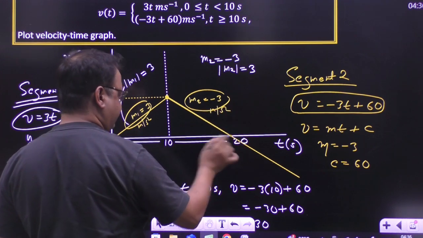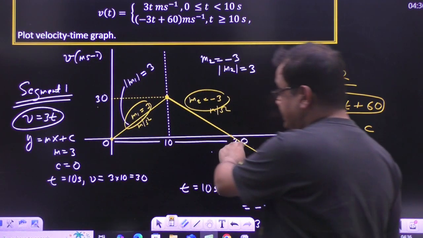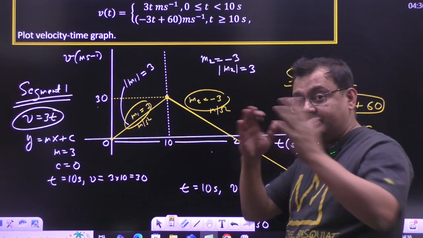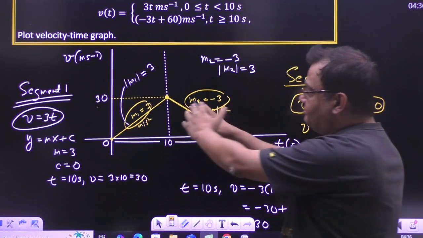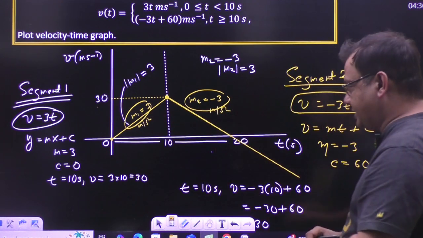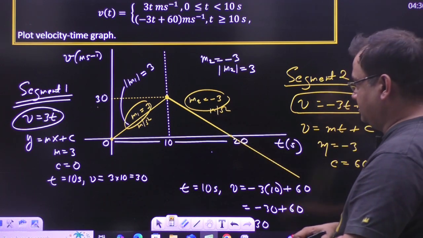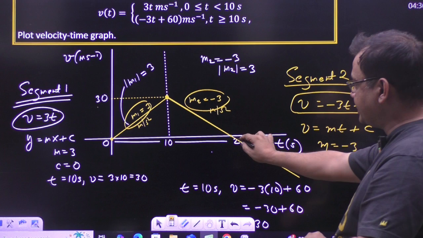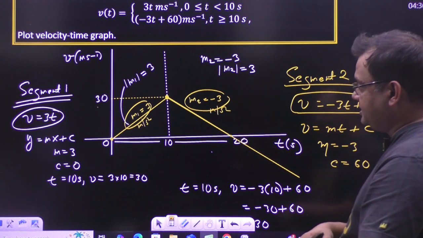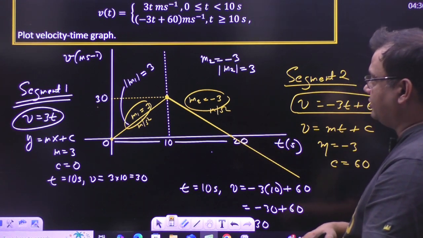And you can cross check it. See, I plotted the value of 20 by symmetry, by the logic of same inclination, by the logic of the same modulus of the slope. You can also cross check. It means when t will be 20, v will become 0. In this segment, what it is suggesting, if you keep the value of t to be 20, the value of v will come to be 0. Is it coming to be?